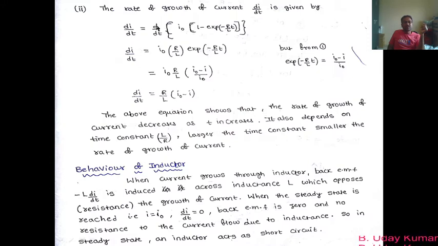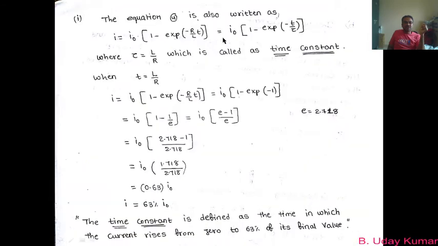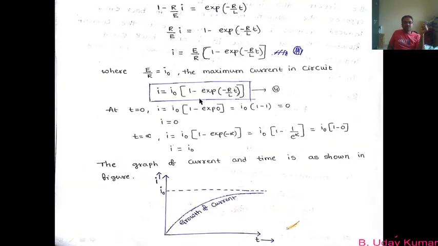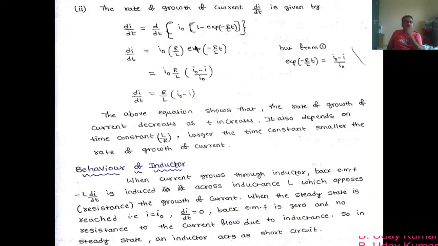Now you just differentiate that I. This is the value of I that we already got, the equation of the growth of current. Substitute that in place of I. If I substitute, I get d by dt of I0 times 1 minus exponential minus R by L into t. Now if I differentiate this equation, this is the formula that I get, because I0 is constant.